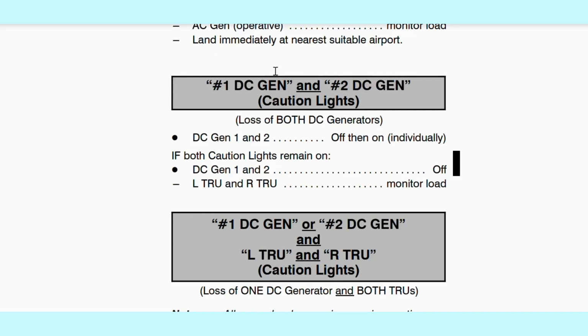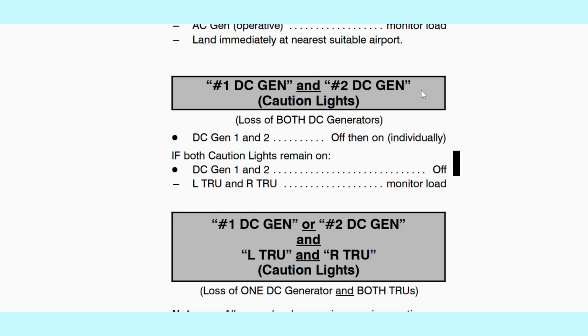For example, if you have 1 DC gen and 2 DC gen caution lights, you will say number 1 DC gen and number 2 DC gen caution lights. That's the reason why I'm saying always read the QRH, so you even know how to call out for the appropriate checklist when a certain situation arises.